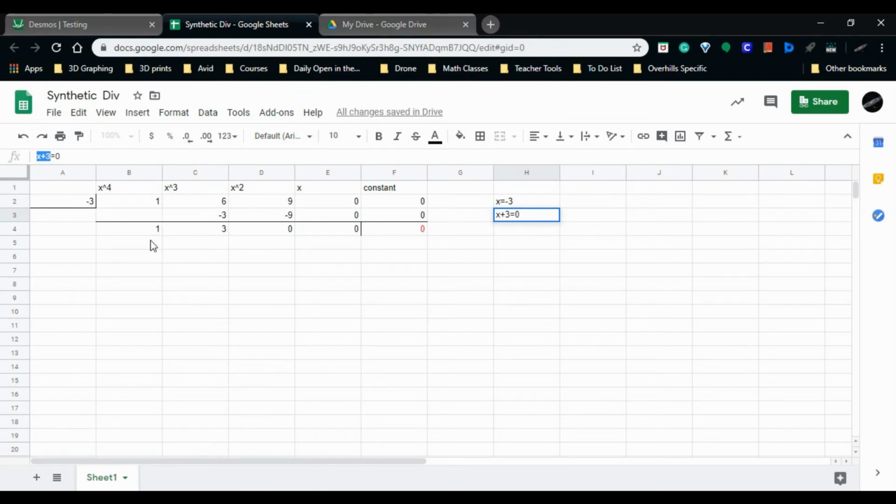So I'm going to take a look at what is left, and I started off with x to the 4th, so this is now x cubed, x squared. I'm always going one less than prior. This is x, and this is my constant. And so I'm just going to copy this over. Okay, so what I'm left with is 1x cubed plus 3x squared plus 0x plus 0.